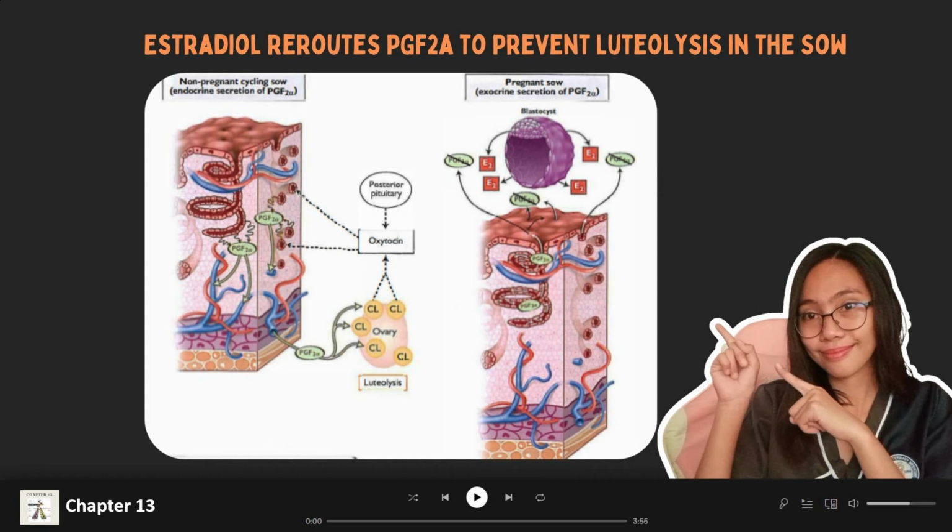The production of estrogen does not inhibit the production of PGF2 alpha, but causes the PGF2 alpha to be secreted in a different direction than in the cycling sow. The direction of secretion is away from the submucosal capillaries and toward the uterine lumen. The luminal PGF2 alpha has little access to the circulation, thus cannot cause luteolysis. The precise mechanism whereby the rerouting of PGF2 alpha occurs is not completely understood.